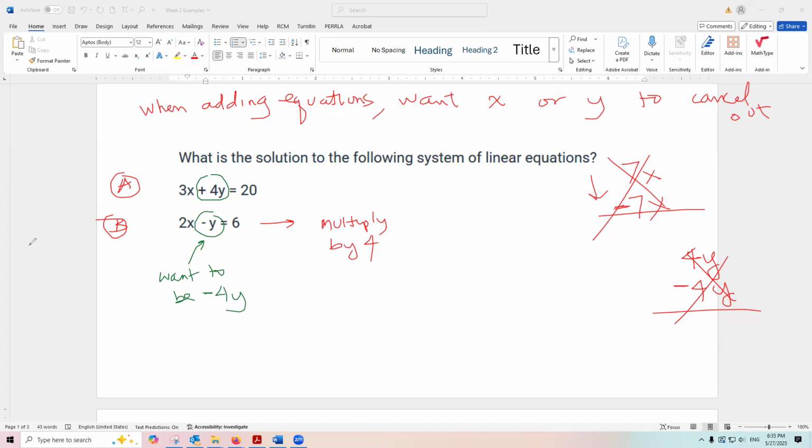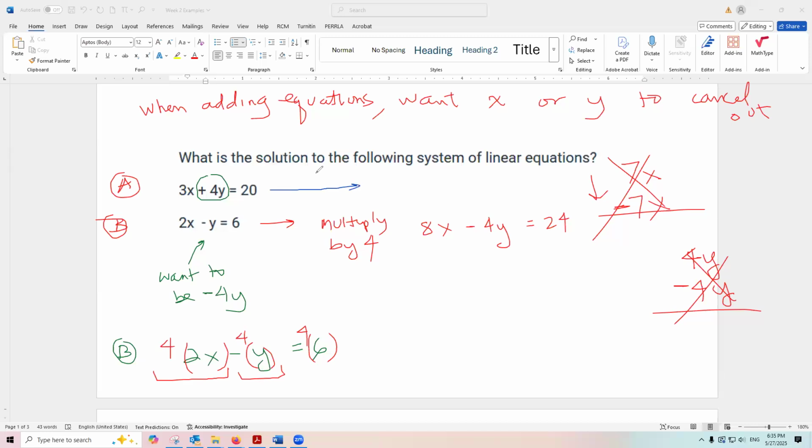Now, what I've got to be careful about is I need to multiply every part. Let me write it down here to make it a little easier to see. Here's equation B. I've got to multiply every part of this equation by 4. So I've got to multiply the 2x by 4, the y by 4, and the 6 by 4. When I do that, this is going to be 8x minus 4y equals 24. How about equation A? Well, equation A, I'm just going to copy over. So that's 3x plus 4y equals 20.